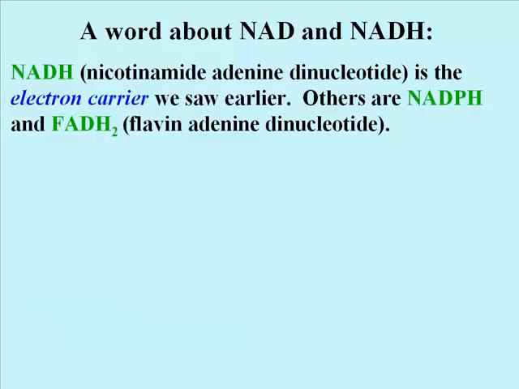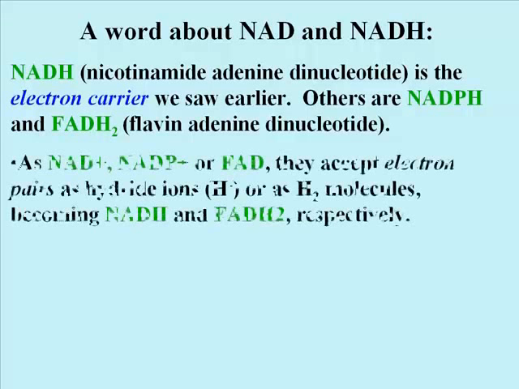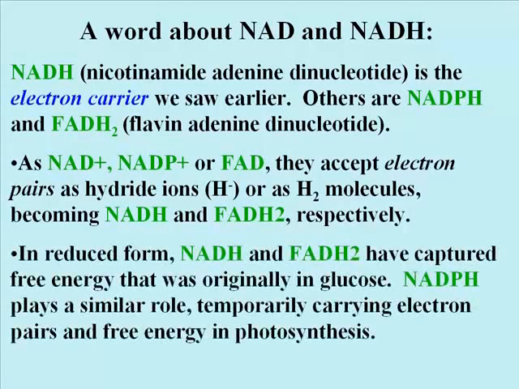NADH is nicotinamide adenine dinucleotide, and it's an electron carrier, as are its phosphorylated form, NADPH, as well as FADH2. In their oxidized forms, NAD+, NADP+, and FAD, they accept electron pairs from reduced molecules, again, either as a hydride ion or as whole hydrogen molecules. As reduced electron carriers, NADH and FADH2 have captured a significant amount of the free energy that once was in a glucose molecule. NADPH, we'll see later, serves as an oxidizing agent, capturing electron pairs and free energy during photosynthesis and in other cellular redox reactions.